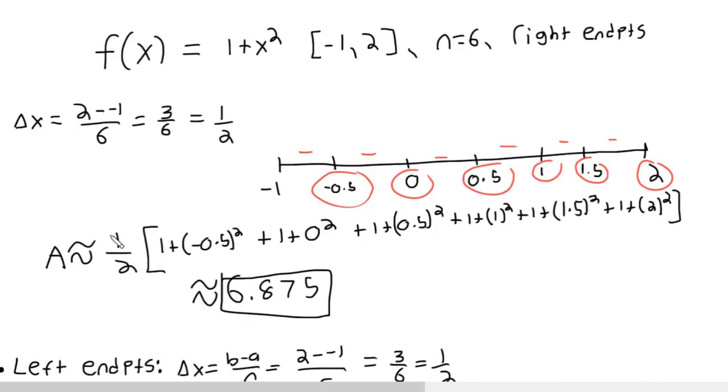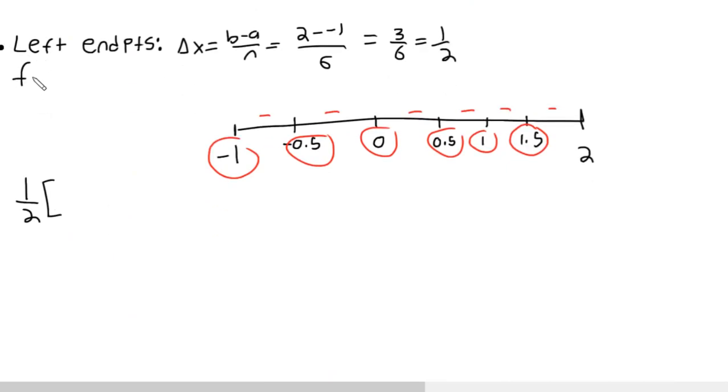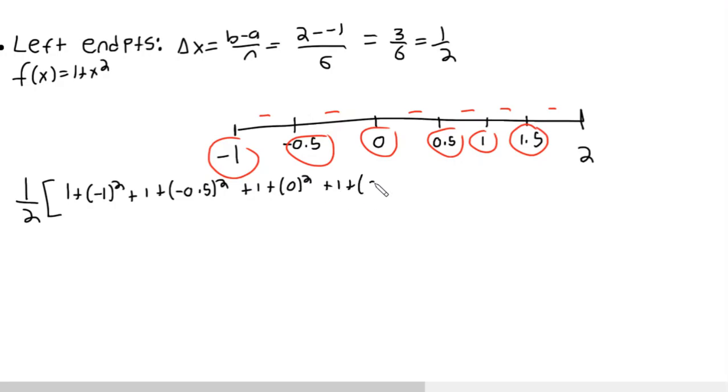So my function, it's 1 plus x squared. And let me write that over here. Same as before. So it's going to be 1 plus negative 1 squared plus 1 plus negative 0.5 squared plus 1 plus 0 squared plus 1 plus 0.5 squared plus 1 plus 1 squared, and then plus 1 plus 1.5 squared. And now if you plug all this into your calculator, you would get the value 5.375.